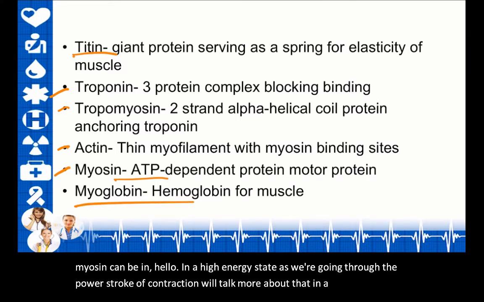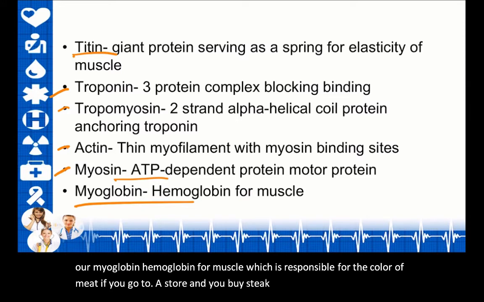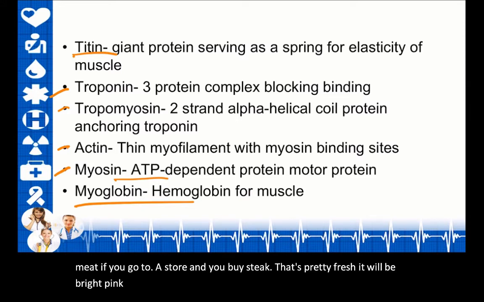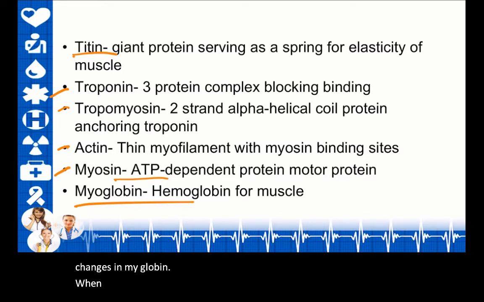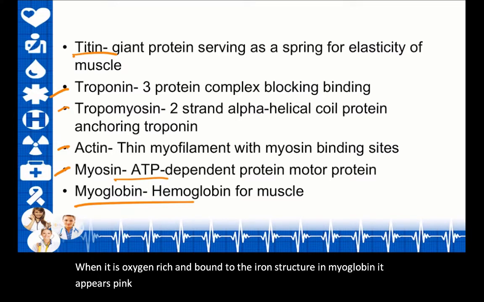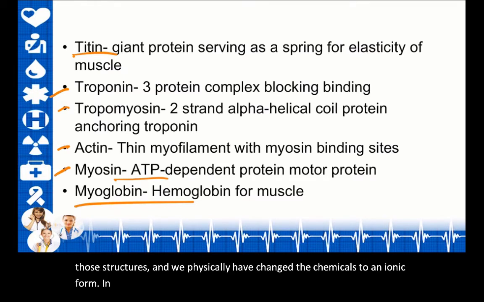And then our myoglobin, hemoglobin for muscle, which is responsible for the color of meat. If you go to a store and you buy a steak that's pretty fresh, it will be bright pink red, and as you cook it, it turns from red to brown to maybe even gray if you overdid it. Well, the color change is associated with physical changes of myoglobin. When it is oxygen-rich and bound to the iron structure in myoglobin, it appears pink. But as we apply heat and cook, say, a steak, we're separating those structures, and we physically have changed the chemicals to an ionic form in which now we've lost the red color and we get brown.